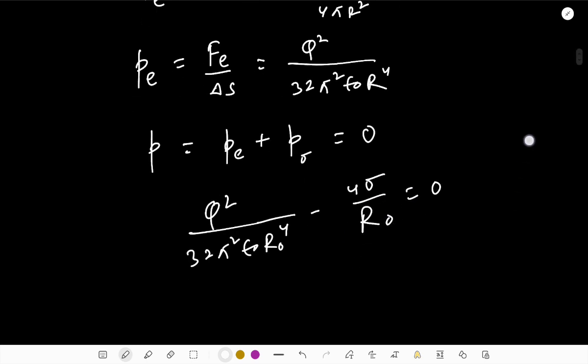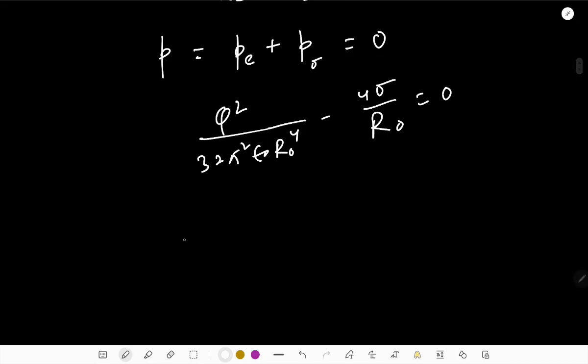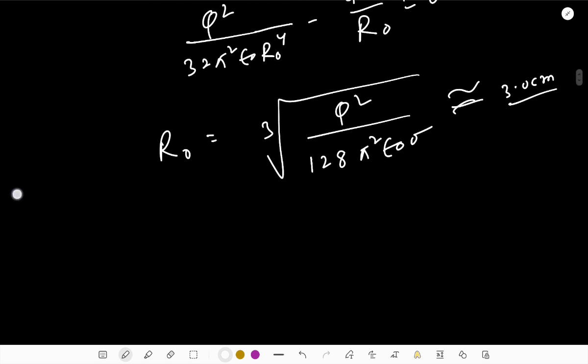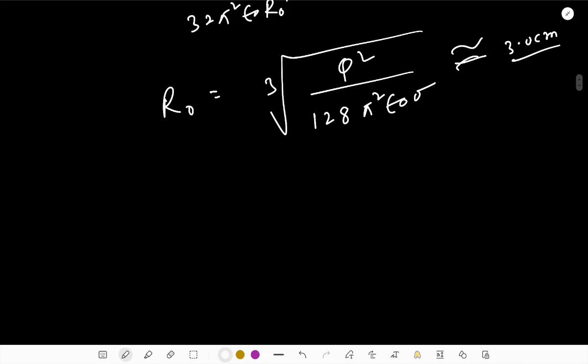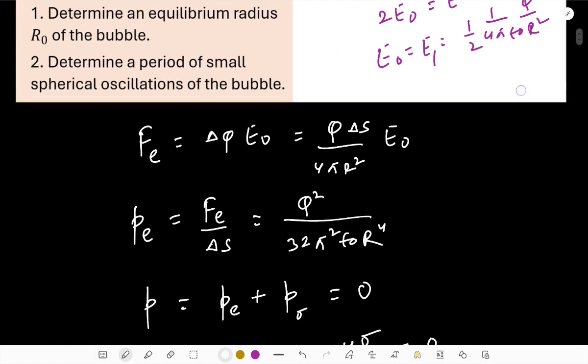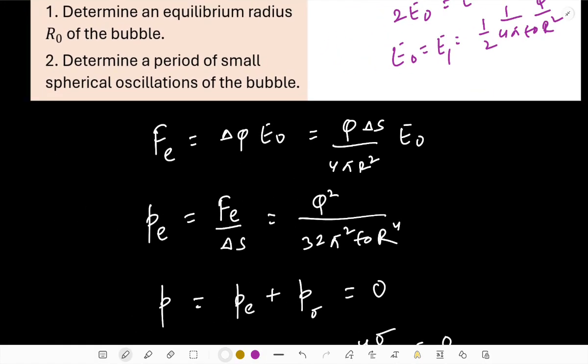And you can find the value of the equilibrium radius. If you calculate all those things, you are going to get R naught equals the cube root of Q square by 128 pi square epsilon naught sigma. Put in the values and get your answer. I think it will be approximately 3 centimeter. The next part of the problem, and in fact I'm more interested in it, was to determine the period of small spherical oscillations of the bubble.